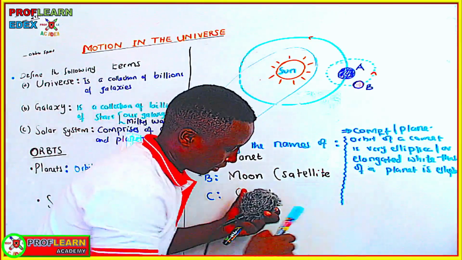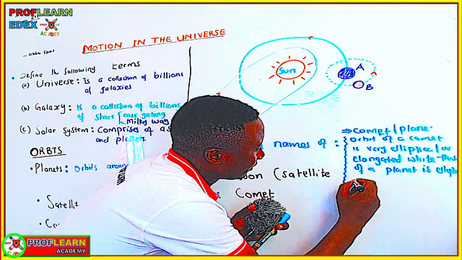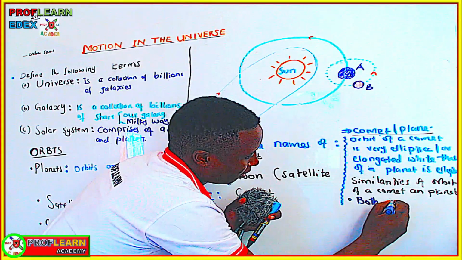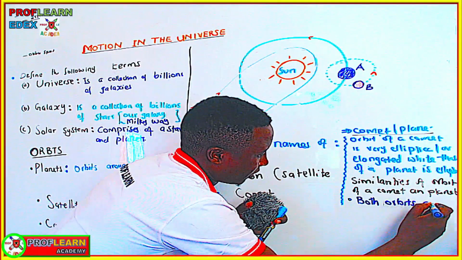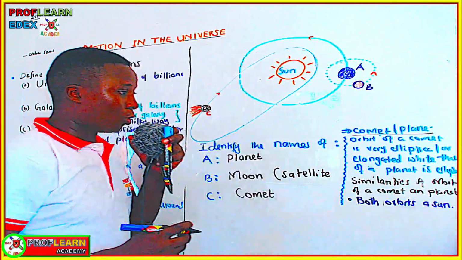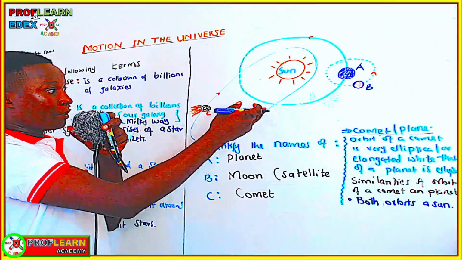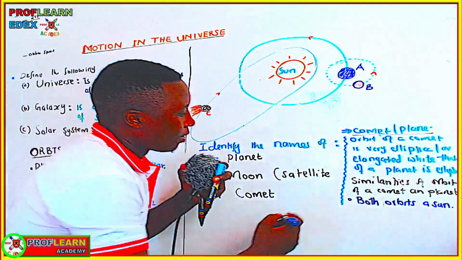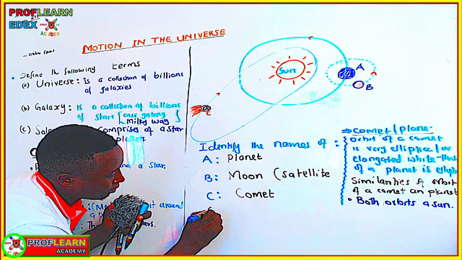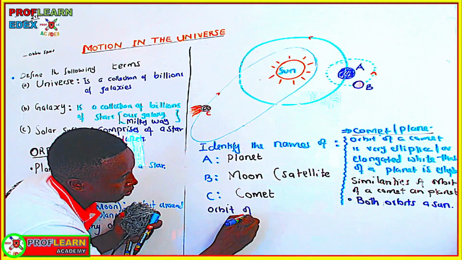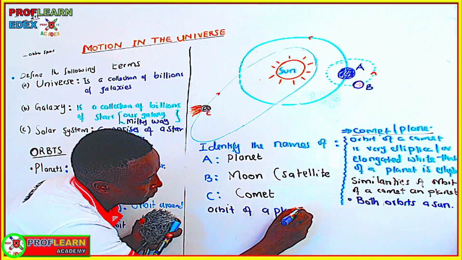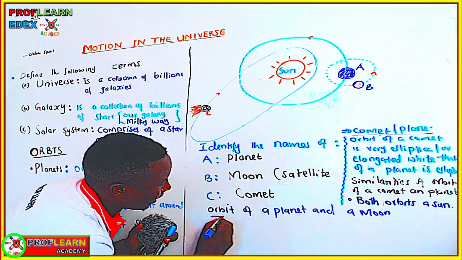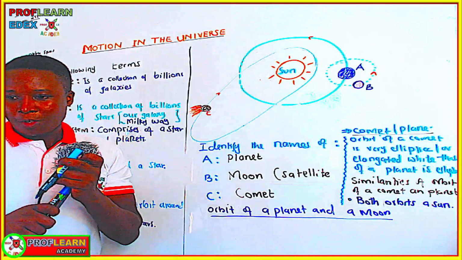But similarities: both orbit the sun. The two orbits are around the sun. You can see the orbit of a comet and the orbit of a planet, both of them are orbiting the sun. So what about the orbit of a planet and a moon? If you are asked a question to do with that, what are we going to say?